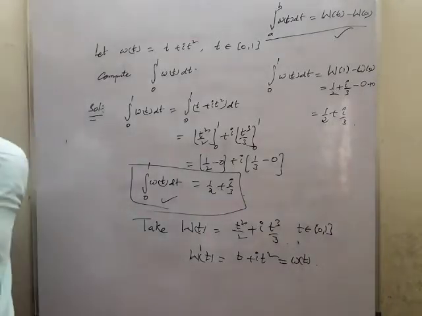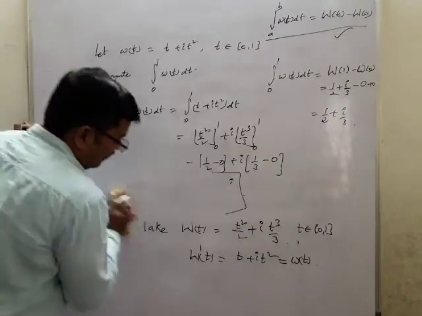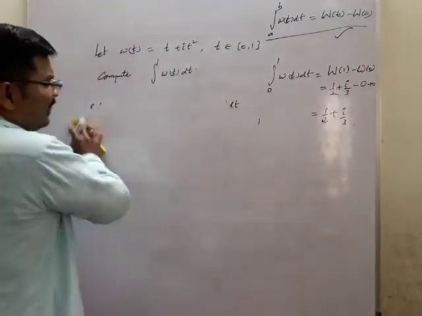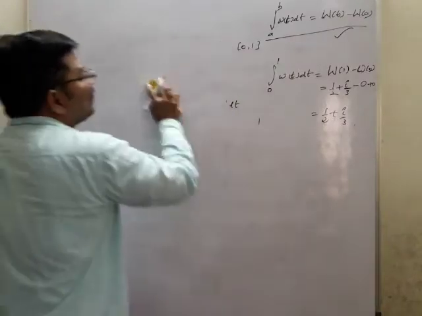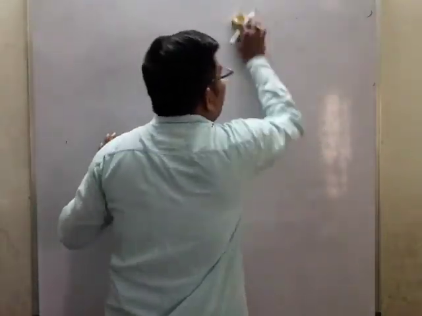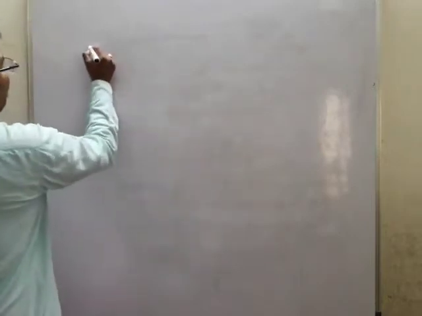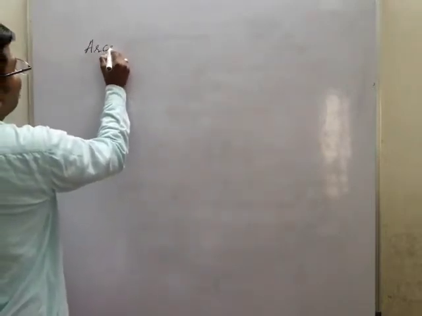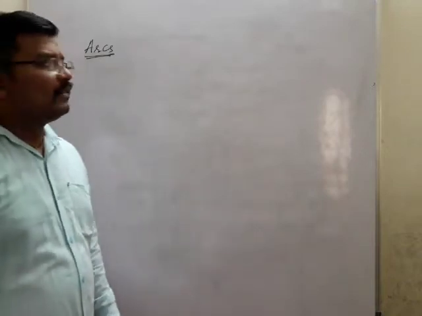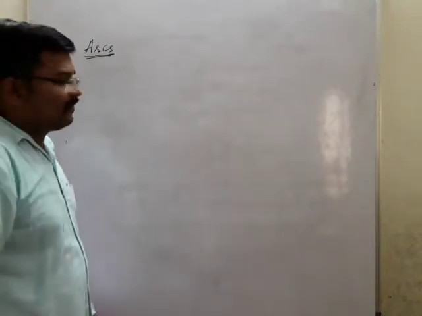Now we will try to prove another simple problem, but it's very easy to make use of this formula. So we'll go for another topic. The topic is nothing but arcs. We are taking one more topic called arcs. It's very important to know the arcs. So what are the arcs we have?